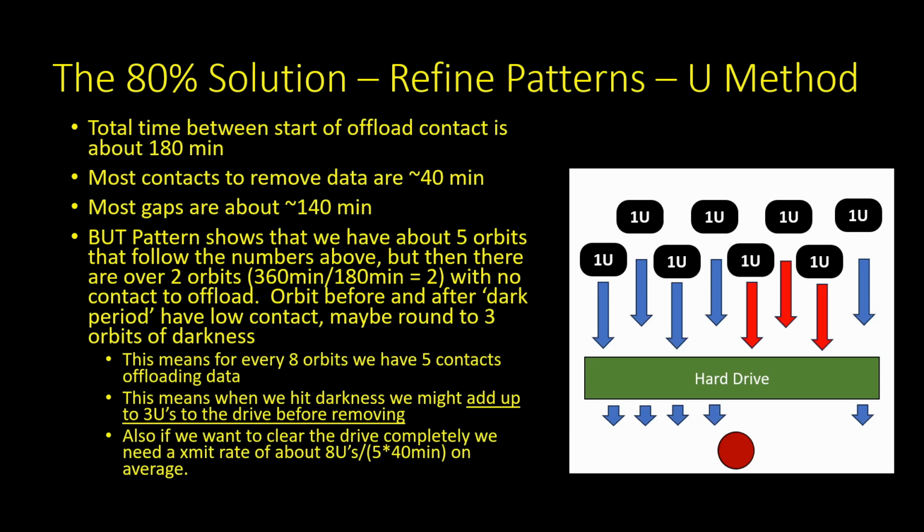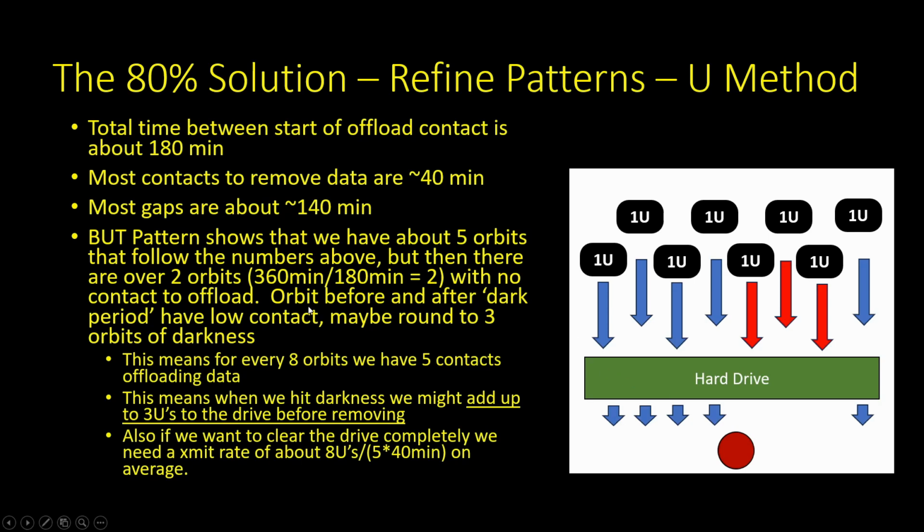Here's where we have to start paying extra close attention. And most of our gaps are about 140 minutes. Okay, great. But when we look at that pattern, here's where I summarize this. We have about 5 orbits that follow the regular numbers that we have above, but then there are at least 2 orbits, the worst of it being a 360-minute gap time, and each of our cycles is 180 minutes, so that's about 2. That's at least a dark period where I'm adding 2 units into the hard drive, which we see over here, 2 to maybe 3 of them, depending on how bad the buffers are, where I'm not offloading those at all. So here's how I can work with that.